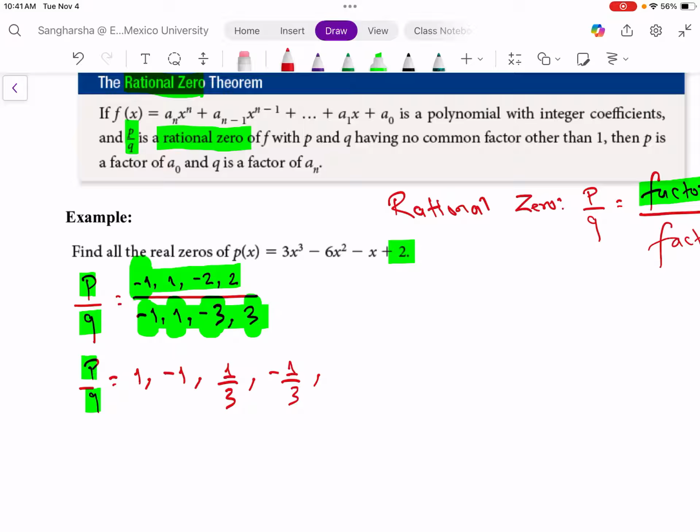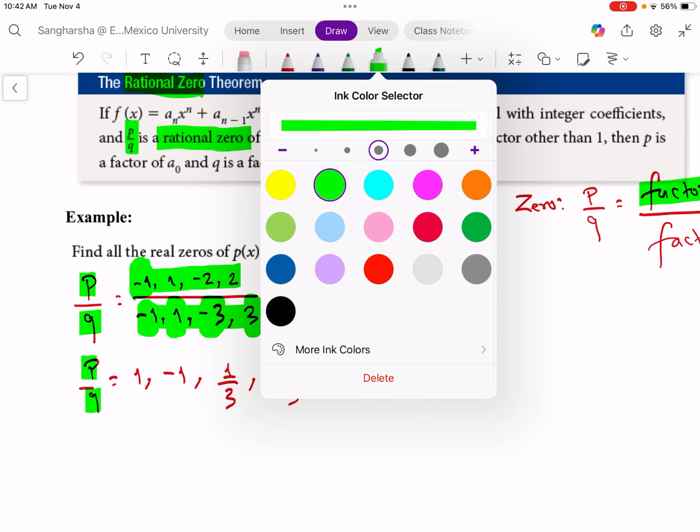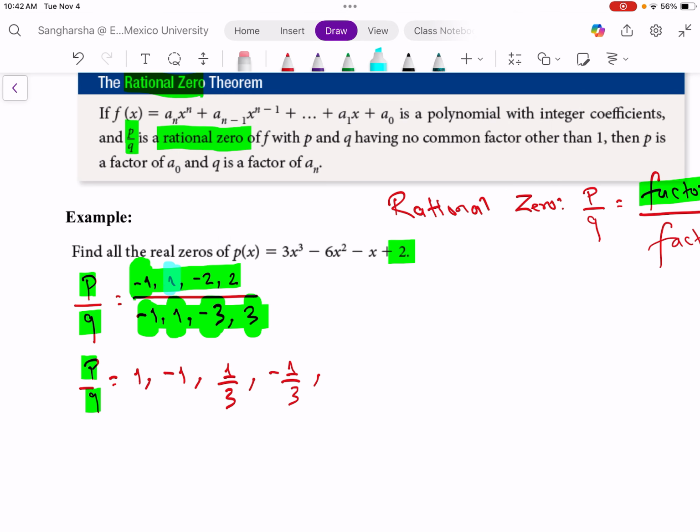Now let's take positive 1 in the numerator. Positive 1 divided by negative 1 is negative 1, which we already have. So let's not repeat. Positive 1 divided by positive 1 is positive 1, which we already have. Positive 1 divided by negative 3 is negative 1 over 3, already here. Positive 1 divided by positive 3 is positive 1 over 3, already here.